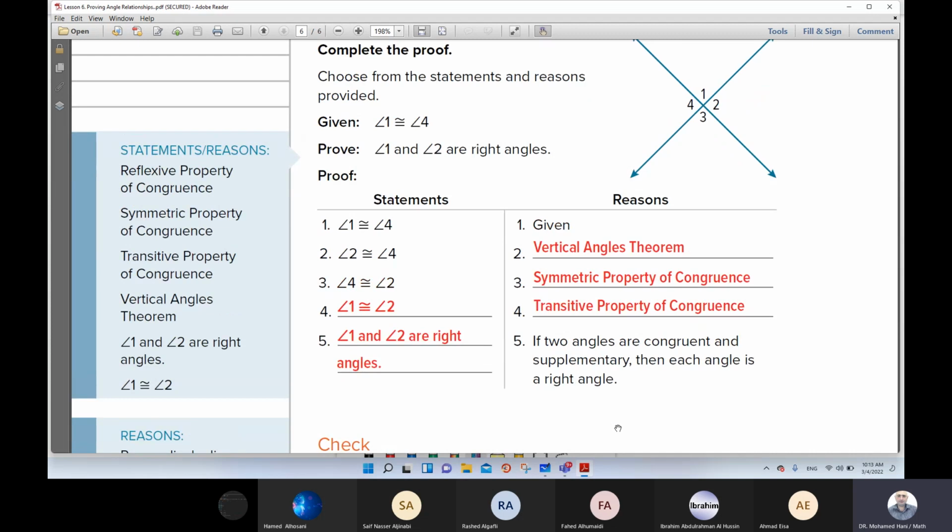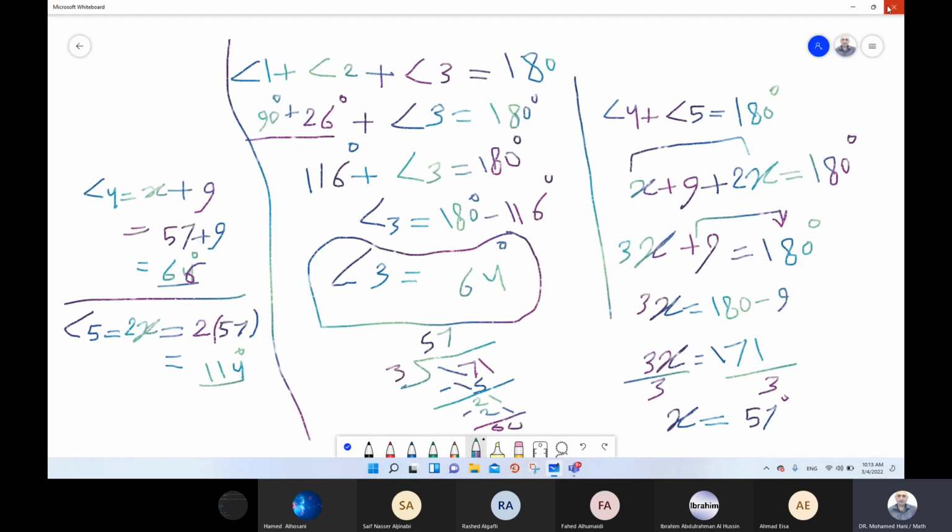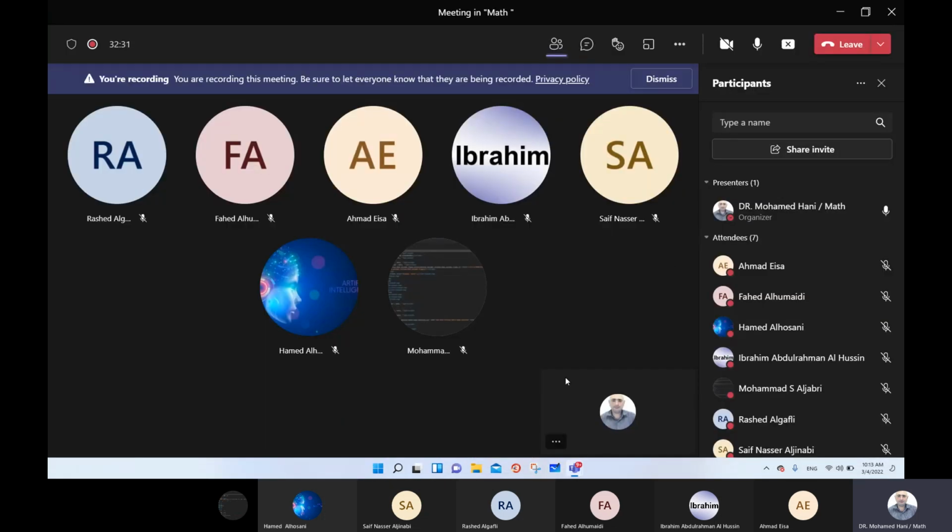So this is our lesson for today. Who has any question about this lesson? Are all ideas clear for all? No questions? Okay. So this is our lesson for today.